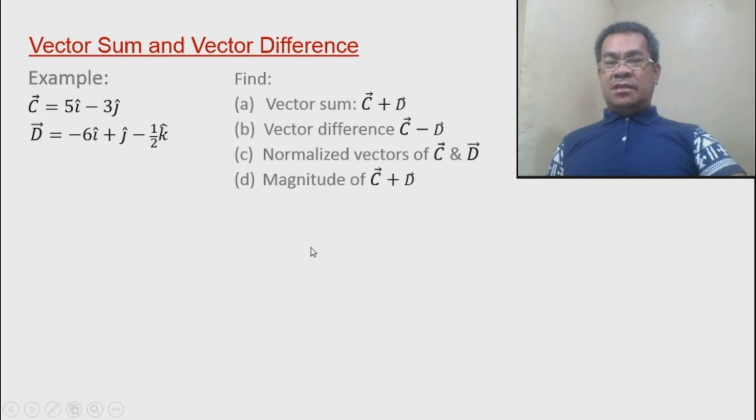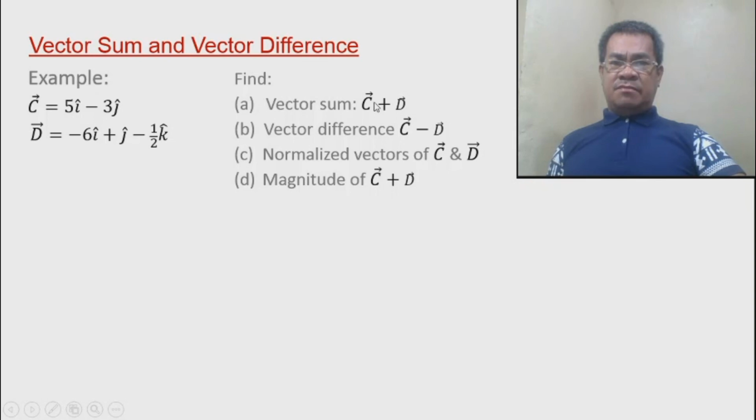Okay, so let us have another example of the vector sum. Suppose I have this one: 5 i hat minus 3 j hat. This is the vector C, and vector D is negative 6 i hat plus j hat minus 1 k hat.